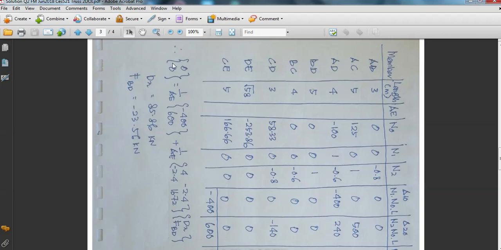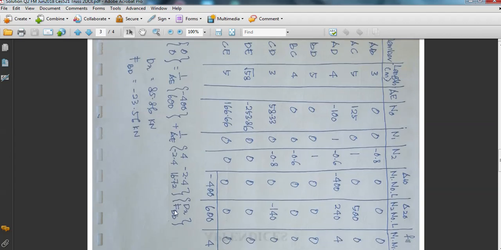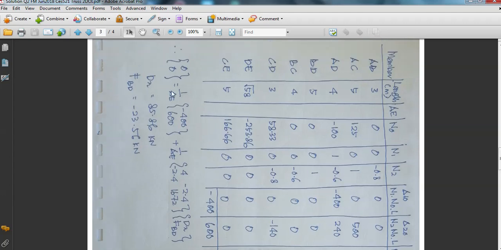We assume they have no support movement. That's why 0 here. They have no support movement. They have no displacement, whether in dx or in member BD. So you can solve this. You press your calculator. You have a dx equal to 85.86 kilonewton and FBD equal to minus 23.56 kilonewton. It means this is your redundant force, dx and FBD. Okay.